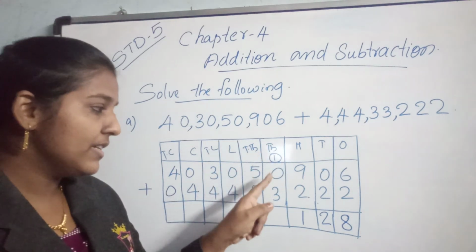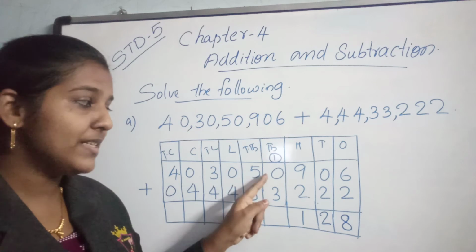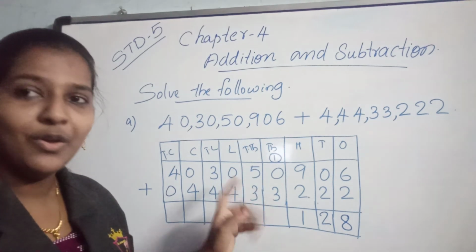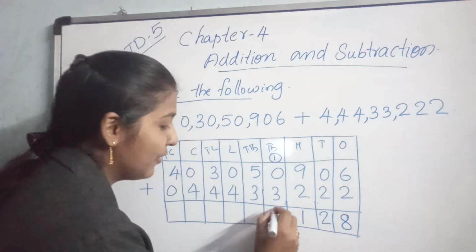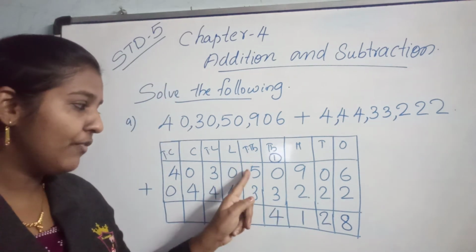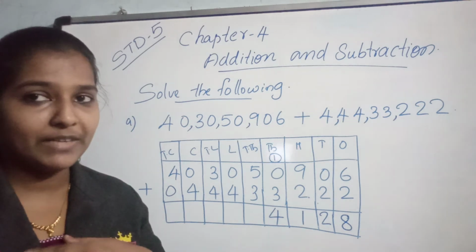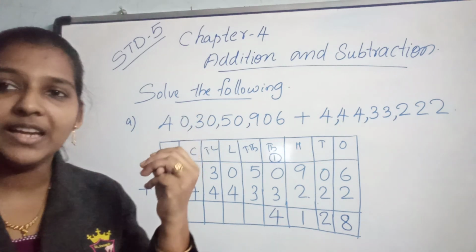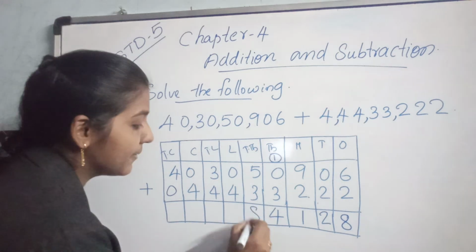Okay. Now here we have to add 3 digits. That is 1, 0, 3. So 1 plus 0, 1. Then 1 plus 3, 4. So you can write 4 here. Okay. Now look at the next place. 5 plus 3. Keep 5 in your mind and take 3 fingers. After 5: 6, 7, 8. So you can write 8.